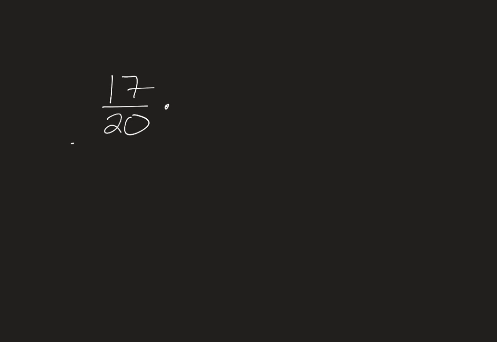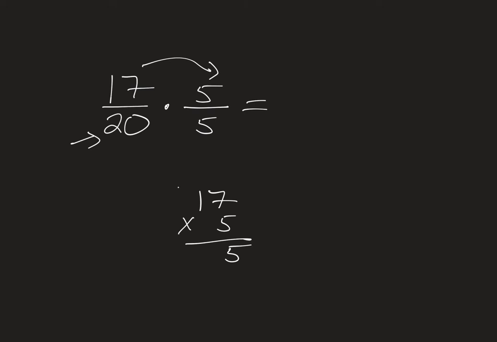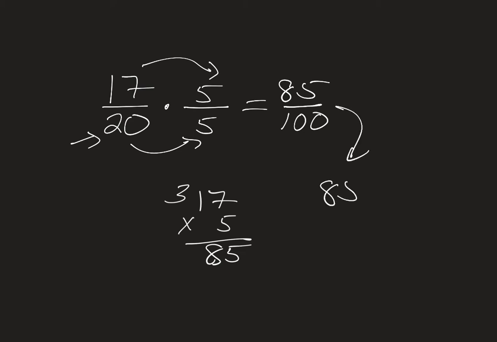So we look at our denominator, 20. What do I need to multiply that by to make 100? I'm going to multiply that by 5. And if I multiply my denominator by 5, I multiply my numerator by 5. So 17 times 5, I can do that off to the side. 5 times 7 is 35. 5 times 1 is 5, plus the 3 is 8. So I get 85 over 20 times 5 is 100. Or I can write this as 85% because percent means out of 100.